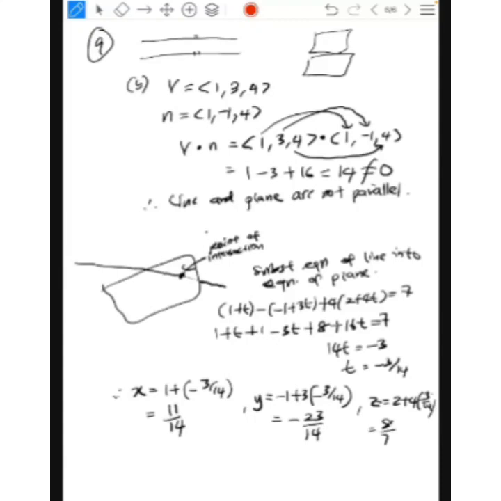Egg over 7. Okay, so we have the answer as 11 over 14, -23 over 40, and 8 over 7 as the point of intersection. Okay.